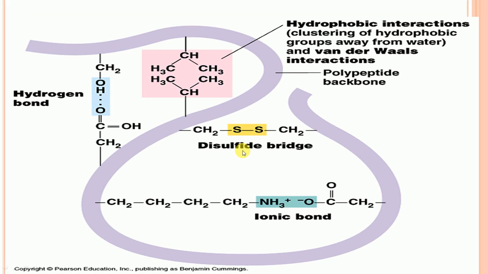In this structure, you can see there is a hydrogen bond which is present between this CH2 and this. In this structure there is hydrophobic interaction, the clustering of hydrophobic groups away from the water, and van der Waals interactions with the polypeptide backbone. This one is the hydrophobic interaction and this one is a disulfide bridge. You can see the sulfur which is present.